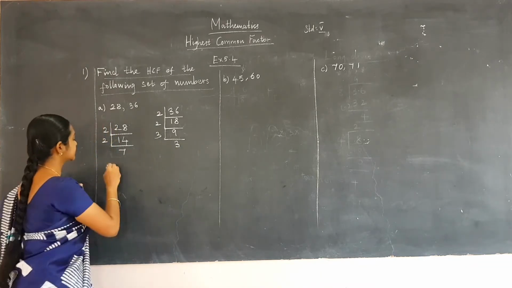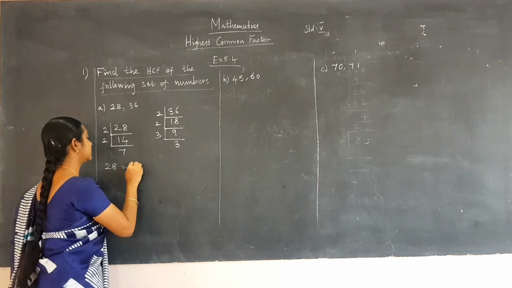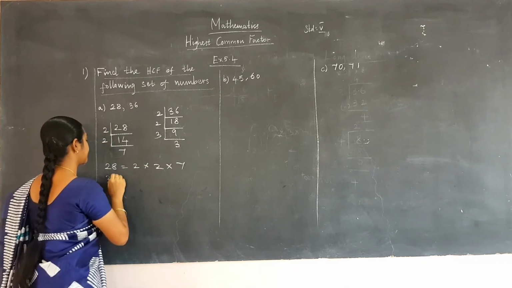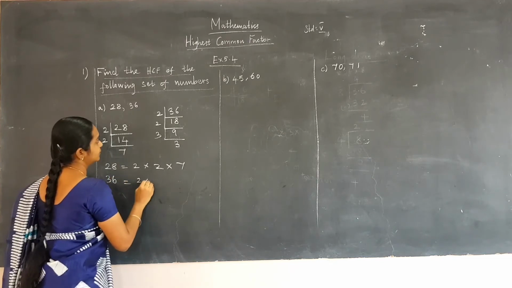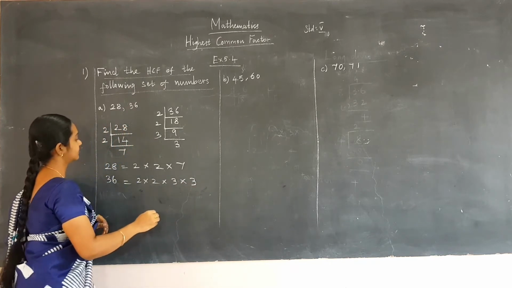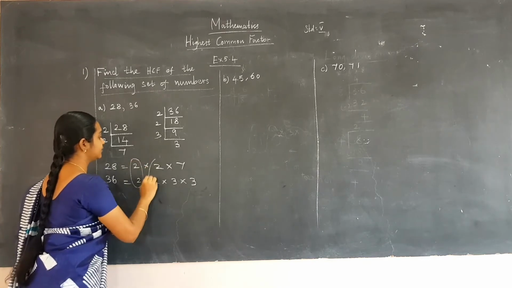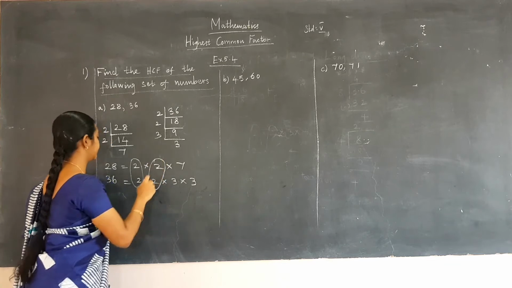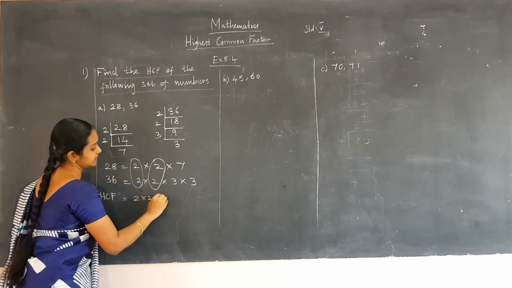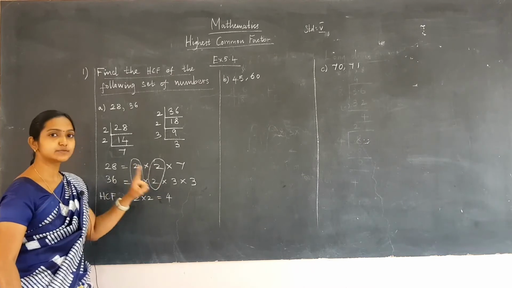Now let us write the numbers with their prime factors. 28 is 2 into 2 into 7. For 36 it is 2 into 2 into 3 into 3. 2 is common here. Again 2 is common here. So HCF is 2 into 2, that is equal to 4. We have to consider this 2 as one and this 2 as one.